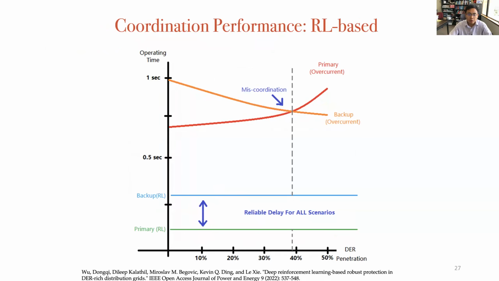And in terms of the performance of this reinforcement learning based approach, you can see there is a rather reliable delay for the primary and backup protection. And we minimize the potential risk of miscoordination with this way of design.